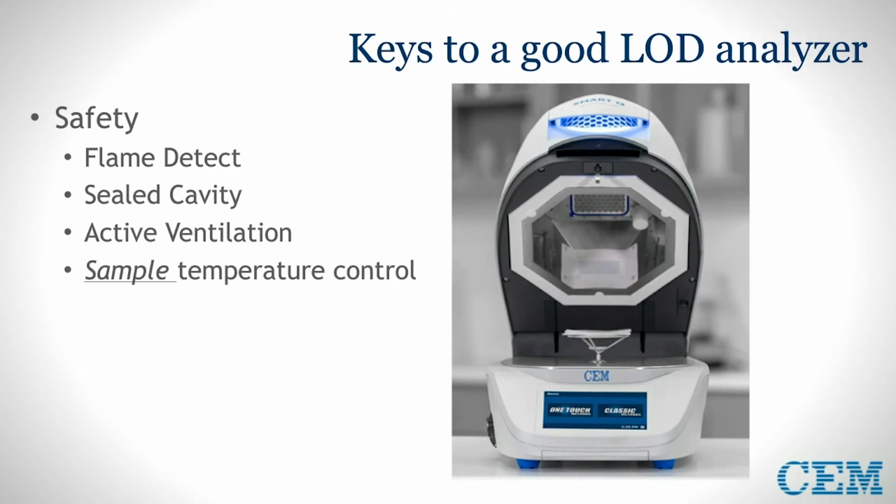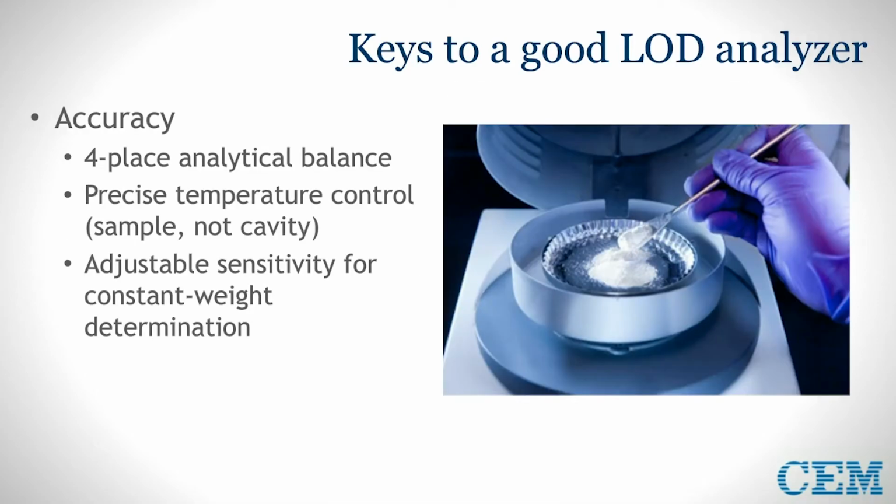Another key to a good loss on drying analyzer, as I touched on earlier, is the balance. So if you're looking for accuracy, a good four-place analytical balance really is required. Along with accuracy, precise temperature control of the sample. Again, that will make sure that the sample is properly dried and that you'll get good results. And finally, if you're doing constant weight determination, you want to make sure you have adjustable sensitivity so you can adjust that sensitivity to meet your needs and make sure you're meeting the right criteria for constant weight.